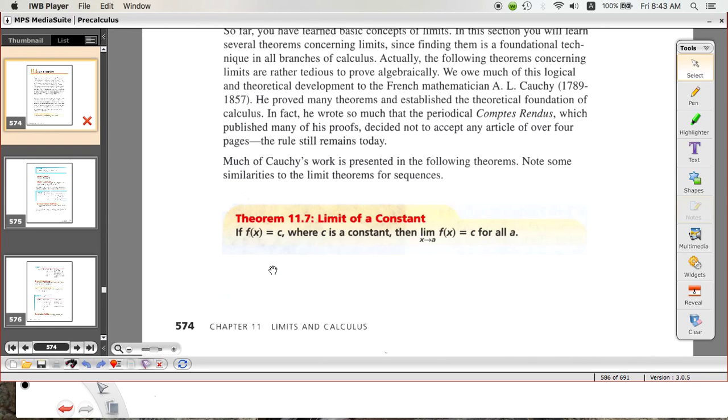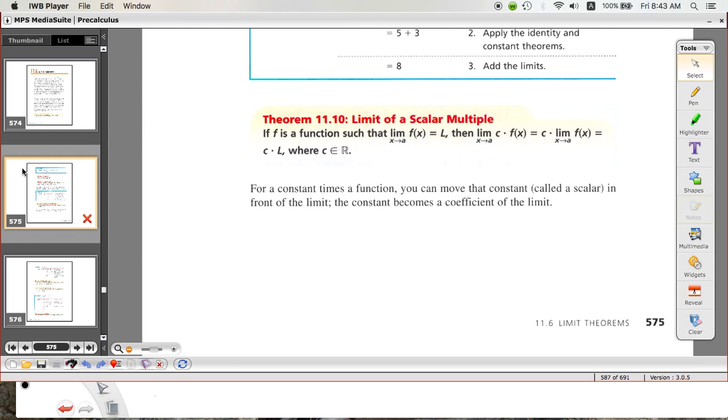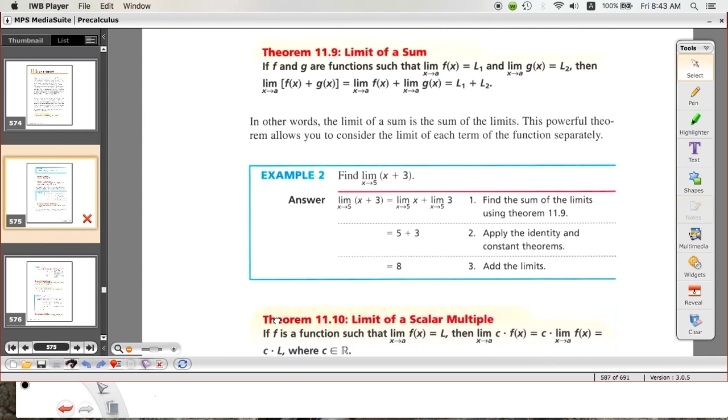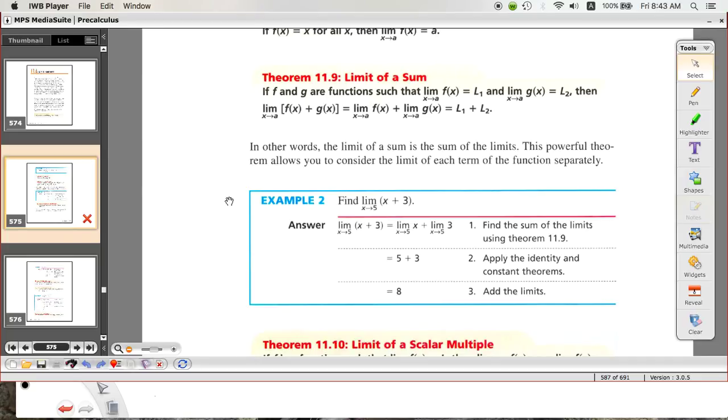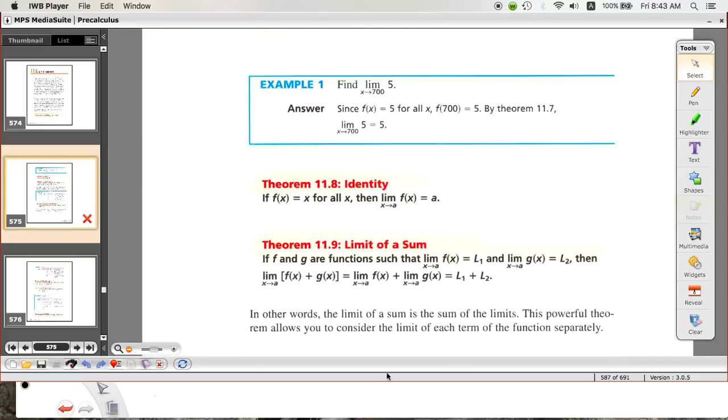On page 574 in your book, you see this limit theorem that tells us if we're taking the limit of a constant, then that limit is equal to the constant for everything. We looked at that with sequences as well. Now, on 575, let's see if I can get up to the top of the page here, we see that if you have the function y equals x, then the limit as you go to that is a. That's an identity theorem.